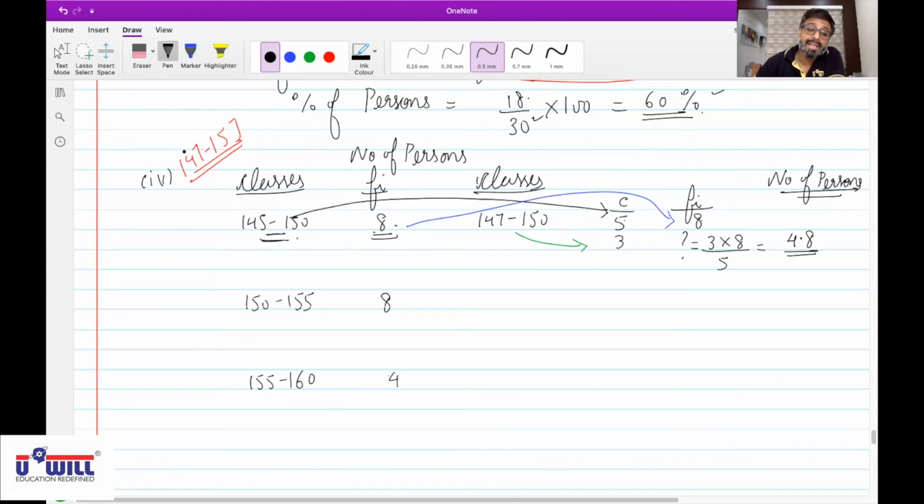But we require the answer from 147 to 157. So we don't require from 145 to 150. We require from 147 to 150, because we don't have to start from 145. We have to start from 147. Now 147 to 150, when the class length is 3, how many persons will belong to that category? Cross multiply 3 into 8 divided by 5, that is 4.8.